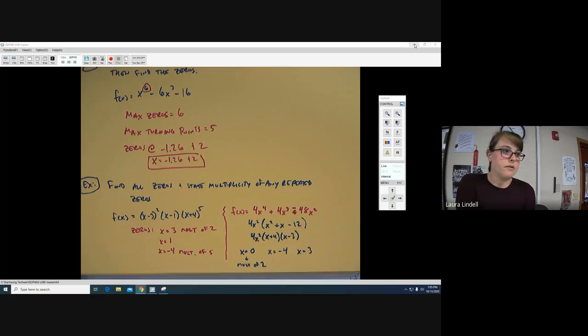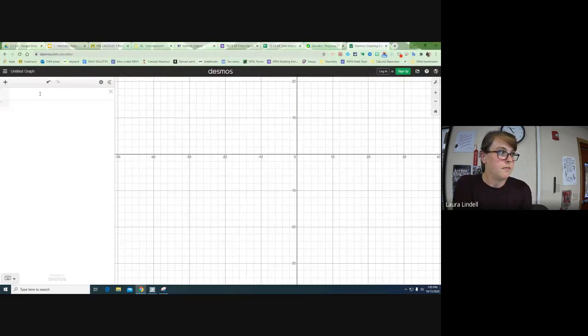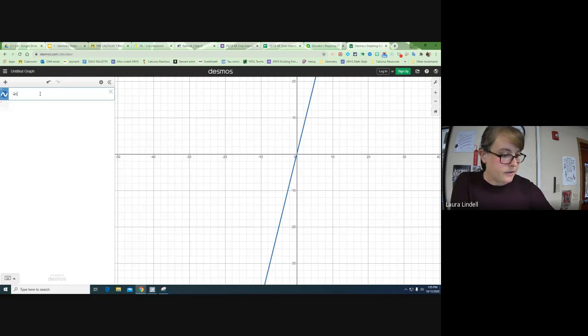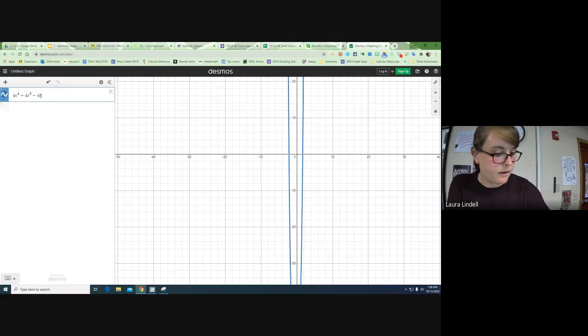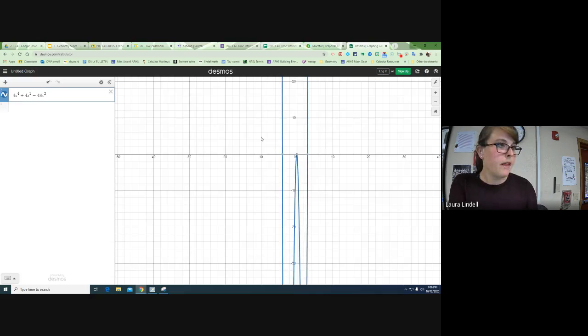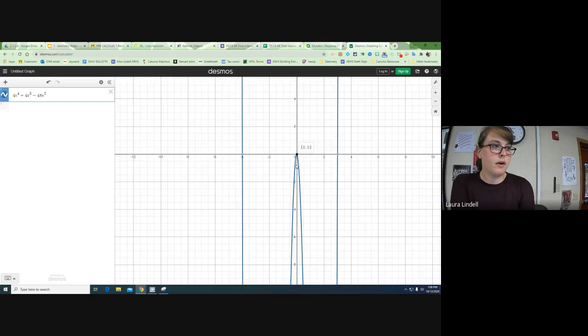And we could see it from graphing as well. We could go 4x to the 4th plus 4x third minus 48x squared. And we would see the 0 here at -4, the 0 at 3, and then we see the place where it has a turning point and a 0 at the same spot. So that's what creates that multiplicity of 2 for that 0. Okay, so that is all the kinds of questions that you will most likely be seeing today on your assignment.